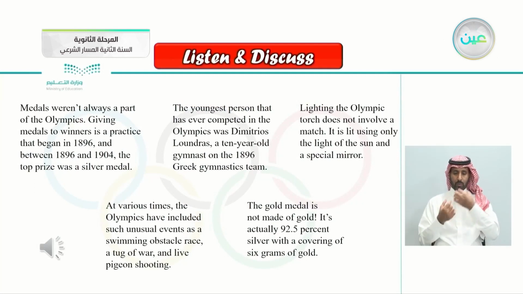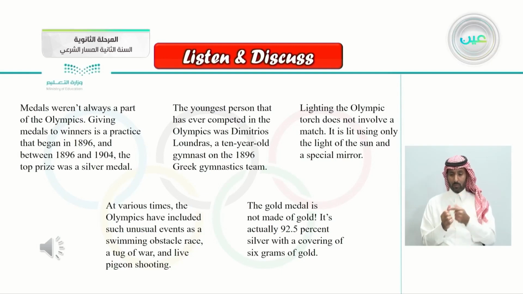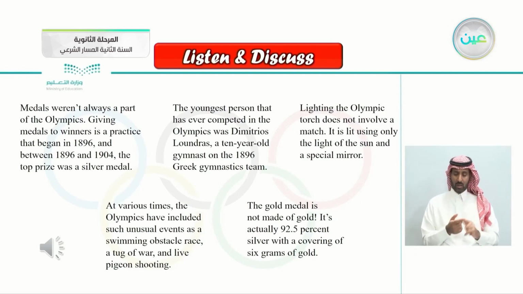So continuing here with the article, some facts about the Olympics. Medals weren't always a part of the Olympics. Giving medals to winners is a practice that began in 1896, and between 1896 and 1904, the top prize was a silver medal. The youngest person that has ever competed in the Olympics was Demetrius Loundras, a 10-year-old gymnast on the 1896 Greek gymnastics team.